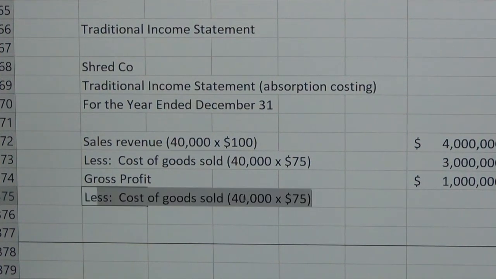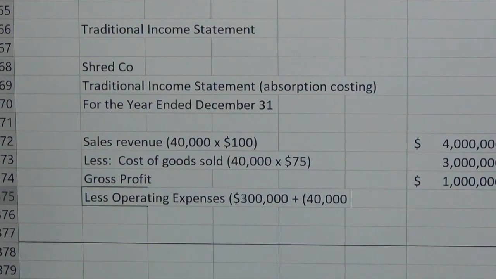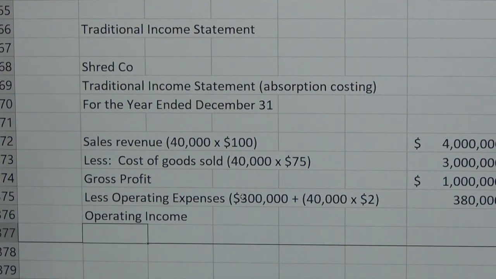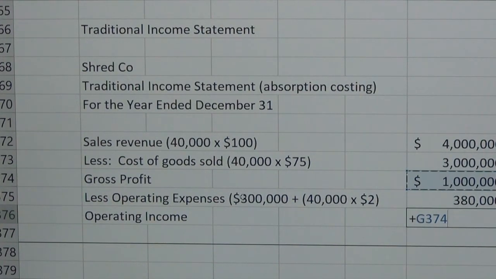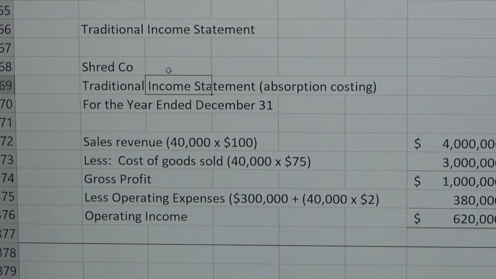And then we can take less operating expenses. We're talking about $300,000 plus the variable portion of operating expenses, which was 40,000 units times $2. You remember that? And that gives us $380,000. And so from there we can compute operating income. We take our gross profit and subtract our operating expenses, and we come up with $620,000. So we'll go ahead and fill in the gaps here. This is what you would expect to see with a traditional income statement, and you'll see that the income is showing to be $620,000. And that's based on 40,000 units, right?